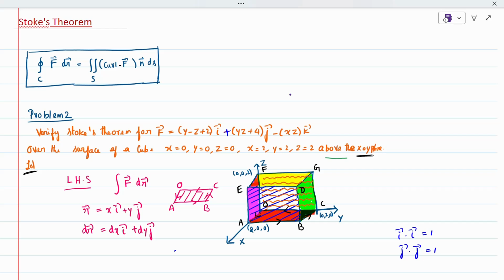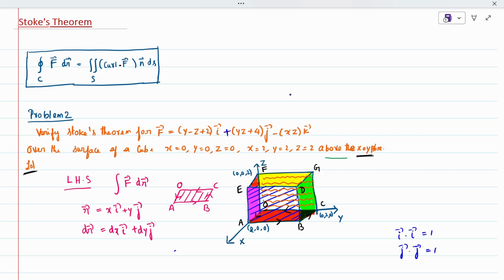So for a problem to verify Stokes theorem, the F vector is given in the question over the surface of the cube. The cube limit has been given in the question. Above the xy plane, I will tell what the reason is, and what we have to do if it is mentioned above the xy plane, when I explain it for the surface.